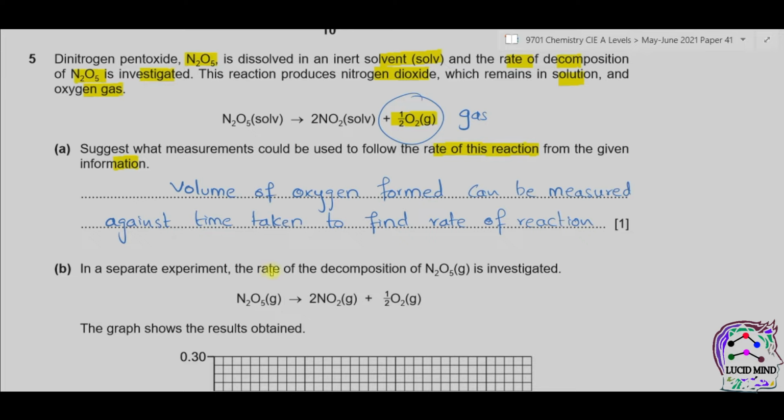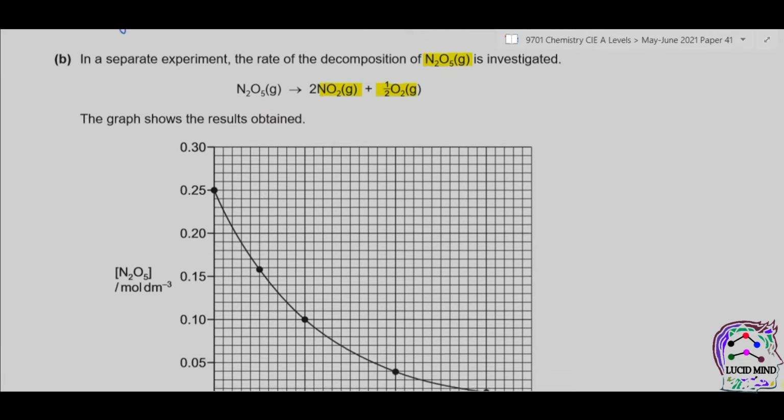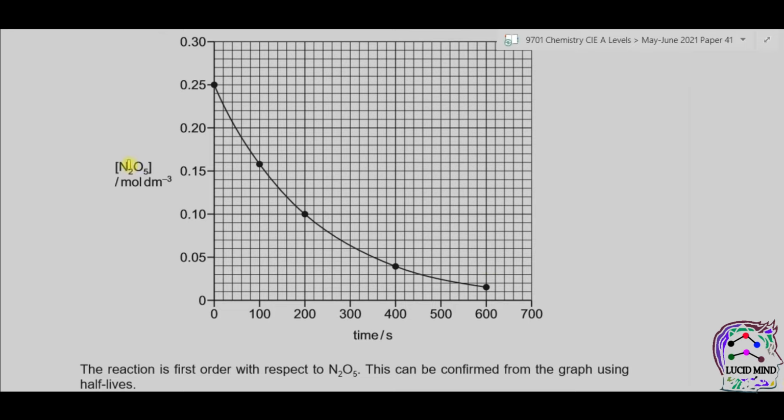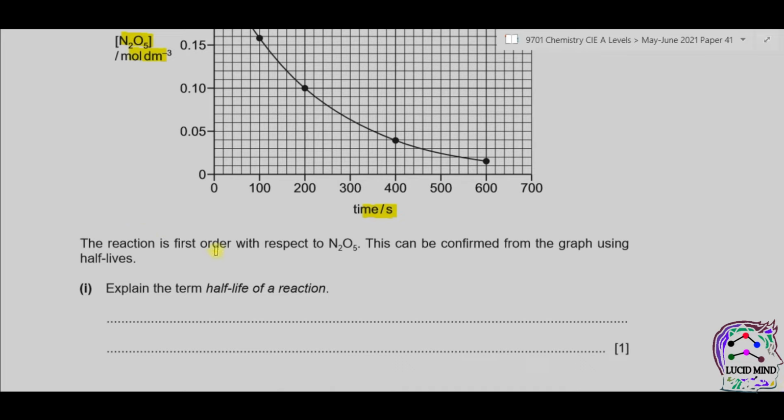Part B. In a separate experiment, the rate of decomposition of N2O5 gas is investigated. This is the equation. Again, oxygen gas and NO2 gas have been formed. The graph shows the results obtained. Let's look at the graph. On the y-axis we have N2O5 in mole per decimeter cube. The concentration is given. On the x-axis we have time, and we can see that as time goes on, the concentration of N2O5 decreases. The reaction is first order with respect to N2O5. This can be confirmed from the graph using half-lives.